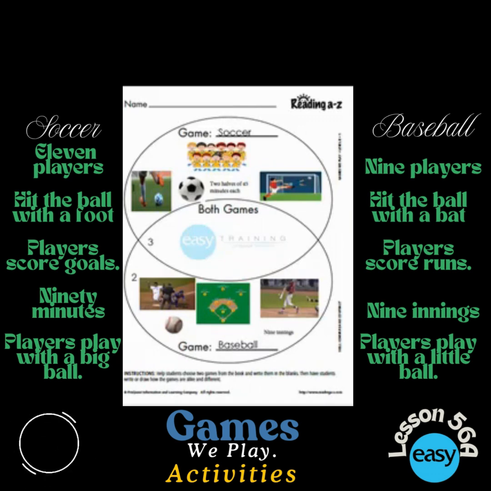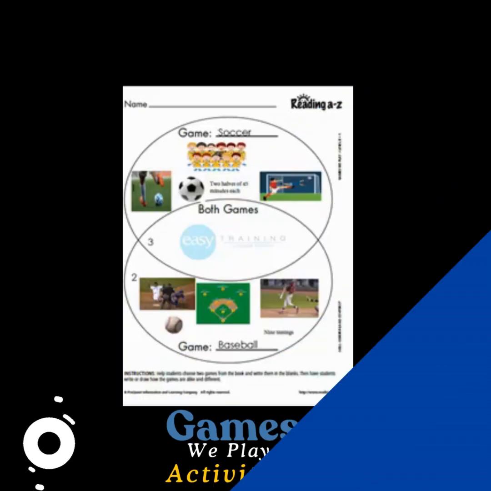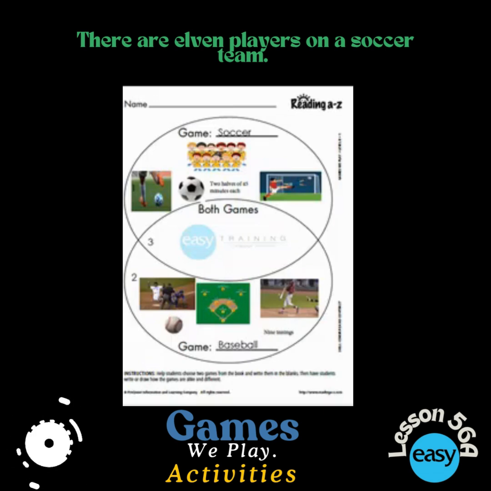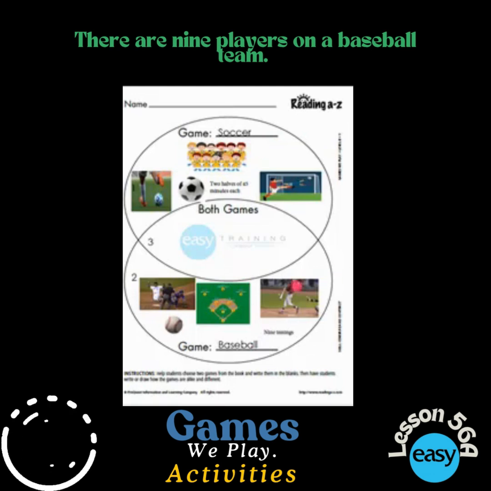Ahora vamos a expresar esto en enunciados completos. Veamos. Here are 5 differences between a soccer game and a baseball game. Difference number 1. There are 11 players on a soccer team. In this picture, you can see 11 players. There are 9 players on a baseball team. 1, 2, 3, 4, 5, 6, 7, 8, 9. 9 players on a baseball team.